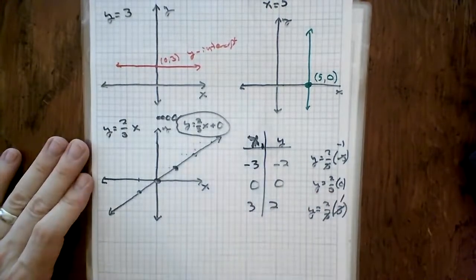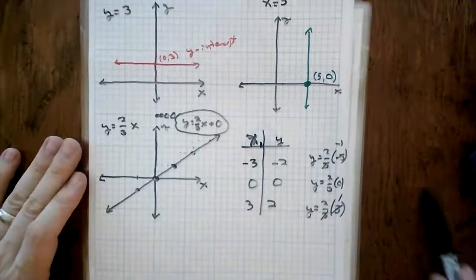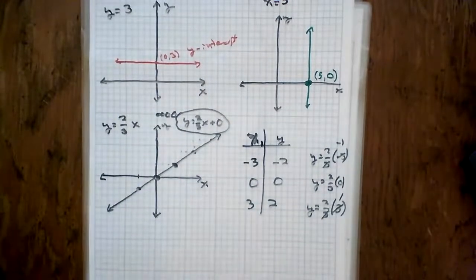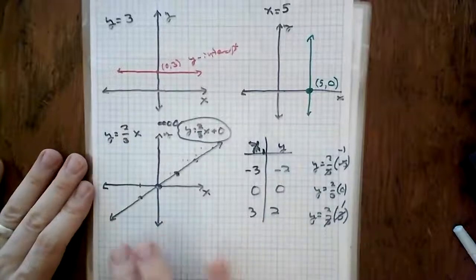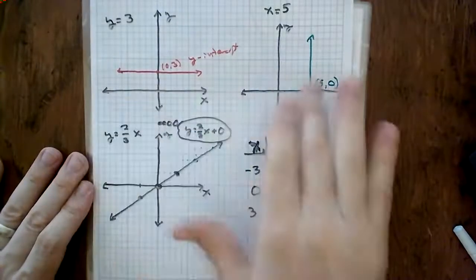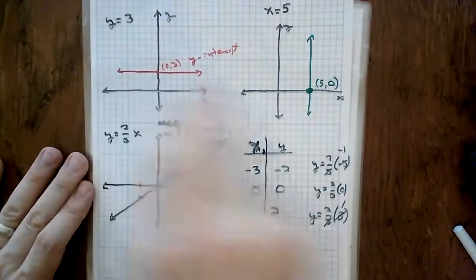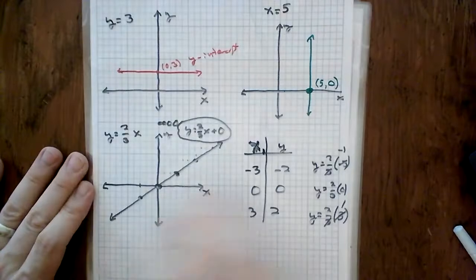So, alrighty. There are some quick examples of how we can find our intercepts, and how we can graph out these horizontal lines, vertical lines, or lines that are going through the origin.